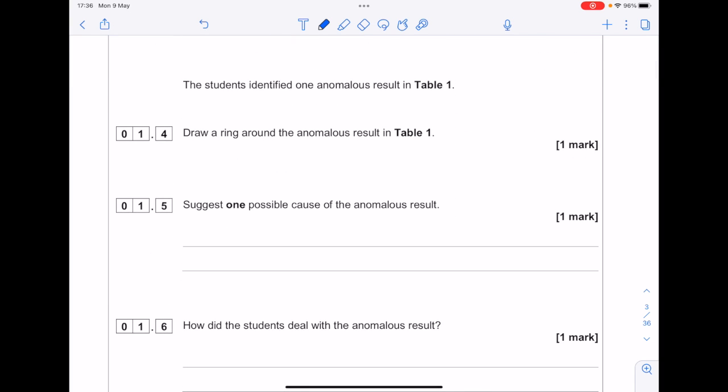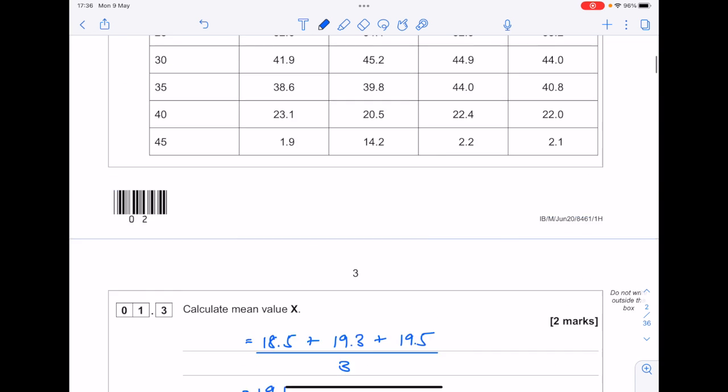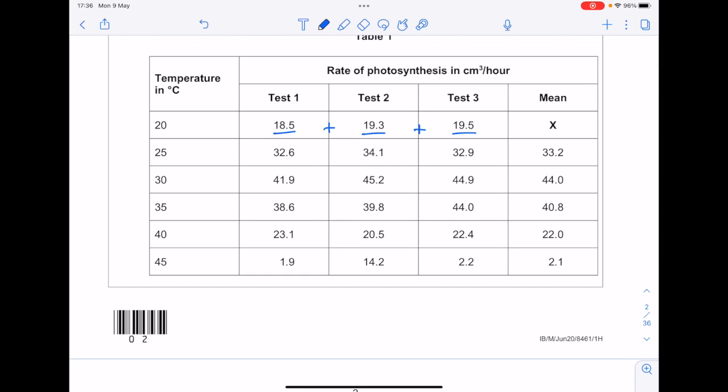The students identified one anomalous result in Table 1. Draw a ring around the anomalous result. So which of these results looks super weird and different? They're all similar. Similar. Similar. Similar. Okay, what on earth's going on here? It's this one here.